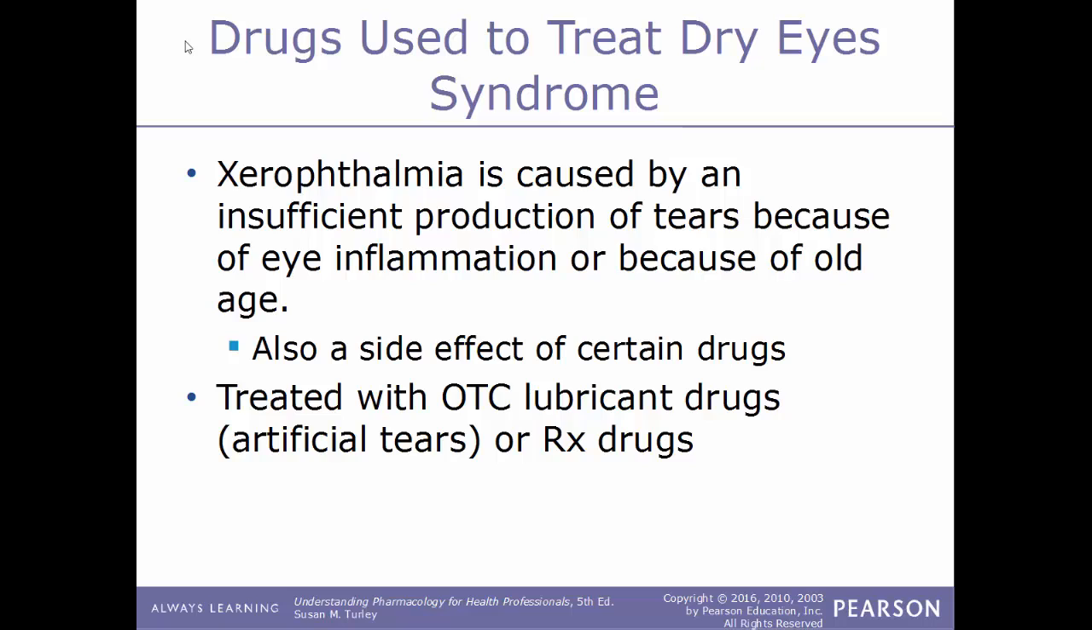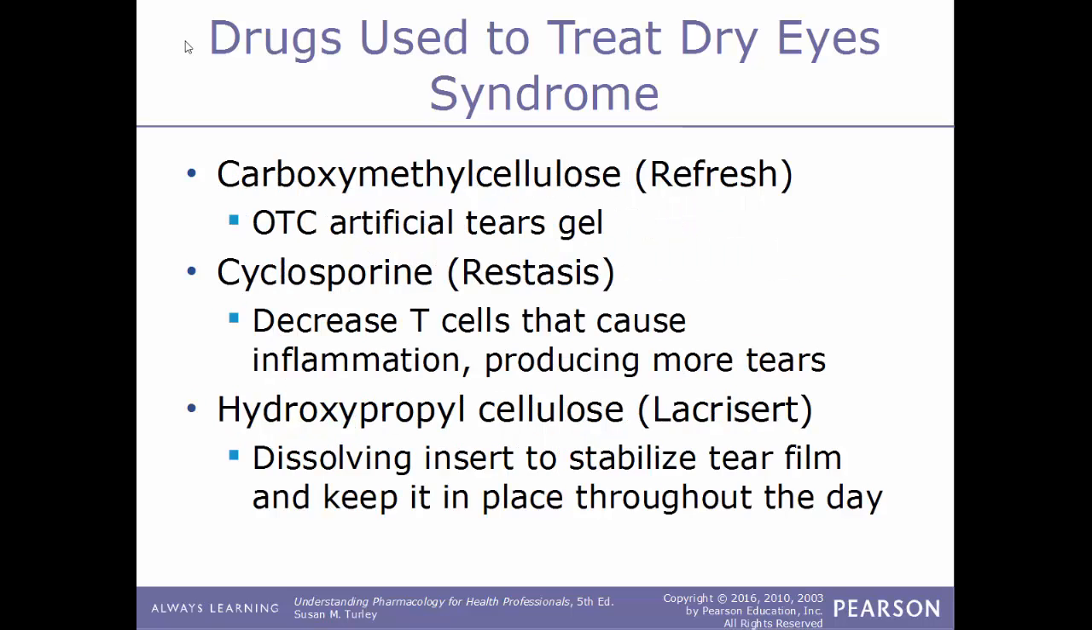All right, now we'll talk about drugs that are used to treat dry eye syndrome. This condition, xerophthalmia, is caused by an insufficient production of tears because of eye inflammation or simply because of old age. This can also be a side effect of certain drugs. This can be treated with over-the-counter drugs, such as artificial tears, or with prescription drugs. An example of an artificial tears medication would be carboxymethylcellulose, which is sold under the trade name Refresh. This is an over-the-counter artificial tears gel.